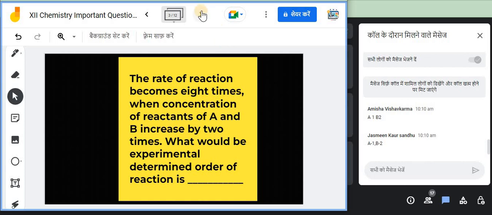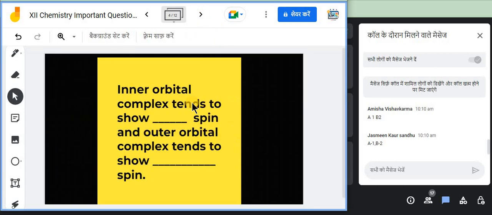So please be aware of and practice these types of numericals. Right. Next question to you is from inorganic chemistry. Two complexes. Please don't write the answer. I will ask the question, and accordingly you have to give the answer. Inner orbital complex tends to show dash spin.